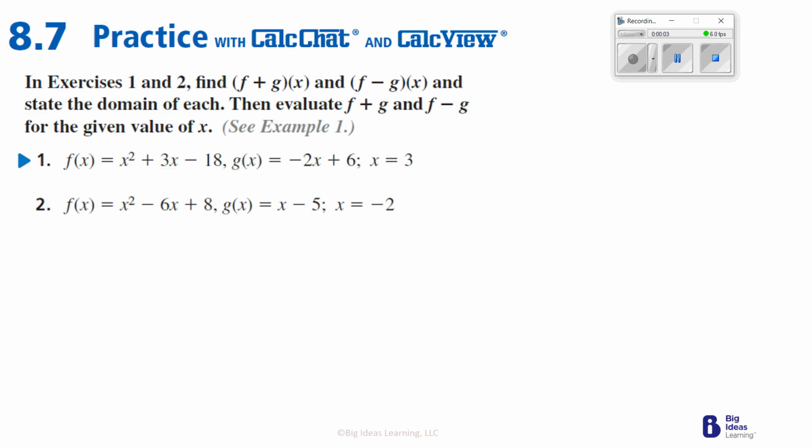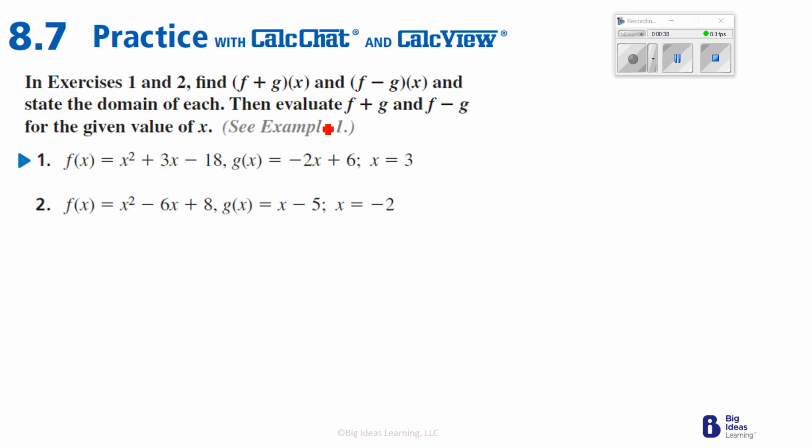Exercise 8.7, numbers 1 and 2: find f plus g of x and f minus g of x, and state the domain of each. Then evaluate f plus g and f minus g for the given value of x. Oh boy. All right, well, let's go ahead and give this a shot. I have number 1, so I'll work that one out.